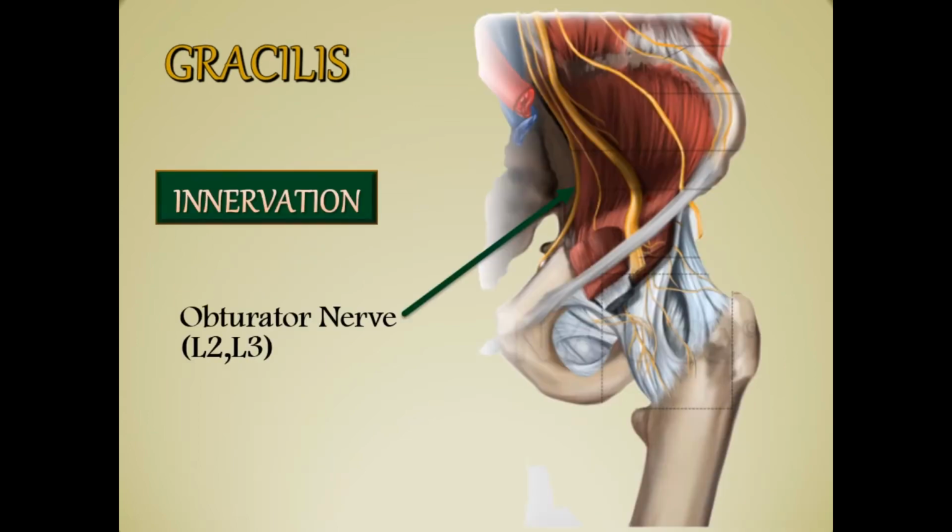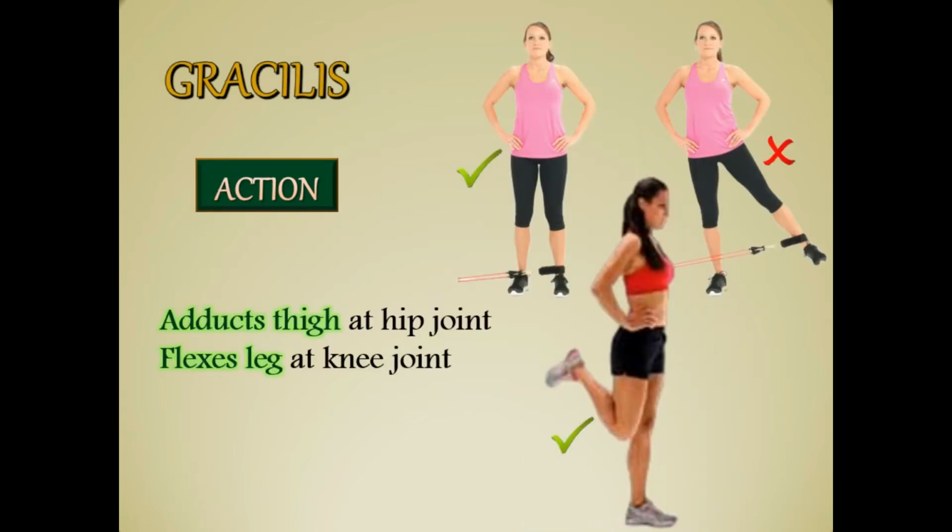Gracilis innervation is the obturator nerve, L2 and L3. Action of the gracilis muscle is that it adducts the thigh at hip joint and flexes the leg at the knee joint. As you can see in the picture above, this is abduction, which is not a function of the adductor compartment. So abduction is not the function of the adductor compartment. It adducts the thigh at hip joint, this is the correct one, and it also flexes the leg at the knee joint. The picture below shows the flexion of the leg at the knee joint. The function of the gracilis is to adduct the thigh at hip joint and flex the leg at the knee joint.